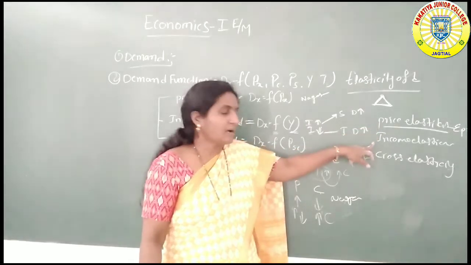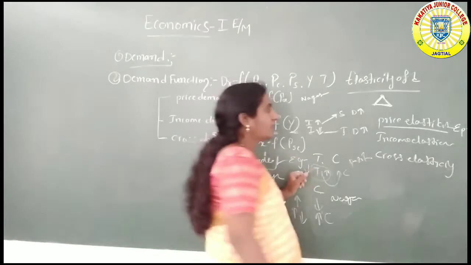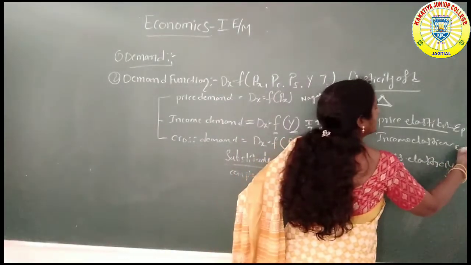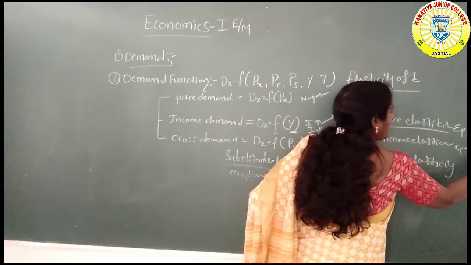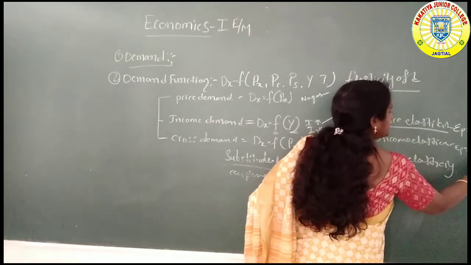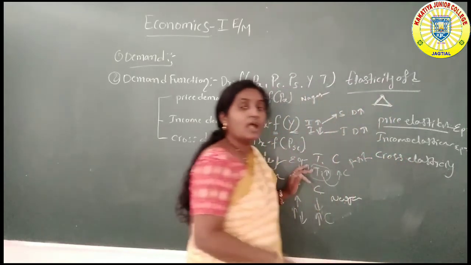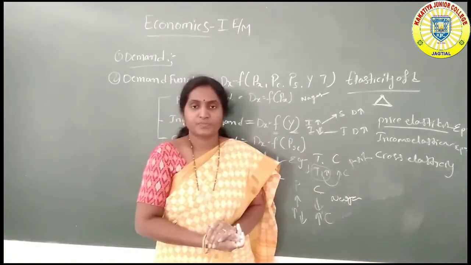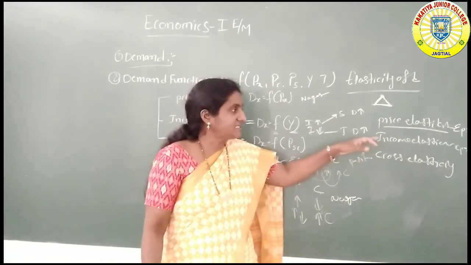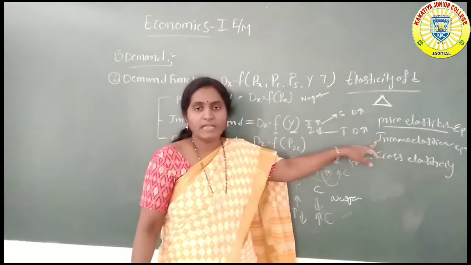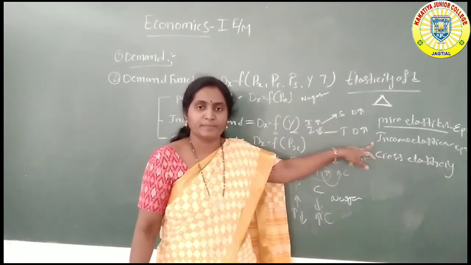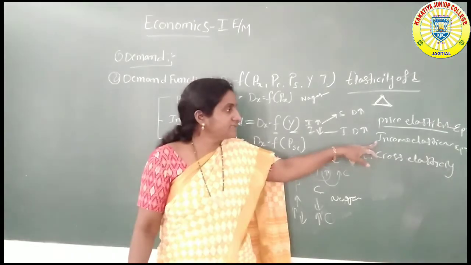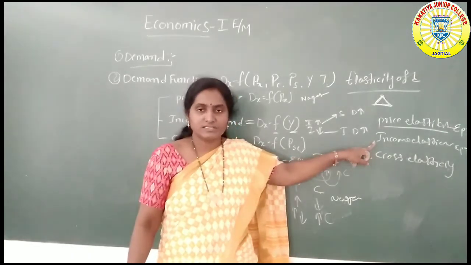Next, income elasticity. EP is equal to the percentage change in the quantity demanded divided by the percentage change in the income of the consumer. Here the percentage change in the quantity demanded in response to a percentage change in the income of the consumer is known as income elasticity.